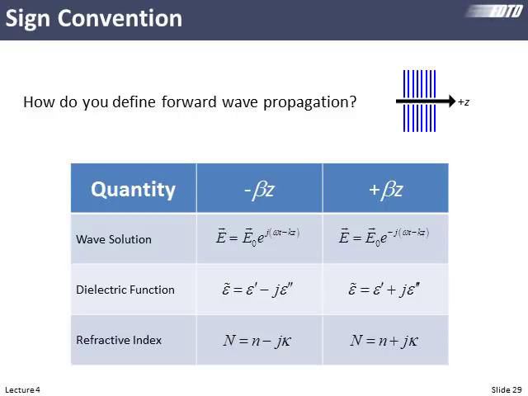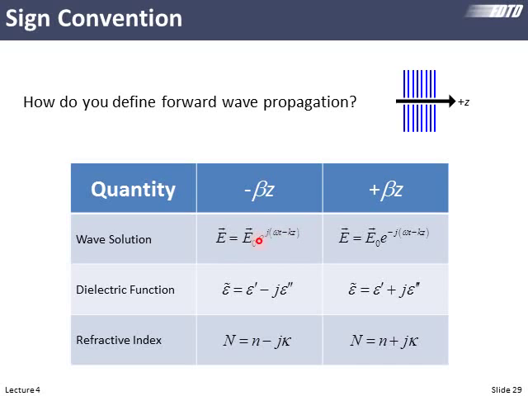Sign conventions. We can describe waves as e to the minus j beta z or waves as e to the plus j beta z. And both of those can be used to describe propagation in the forward z direction. And in fact, it doesn't matter. You'll see both. However, whatever you choose, you need to stay consistent with. You can't mix the two because they won't be compatible. So here's a little table summarizing the differences and the implications. So in the minus j beta z convention, here's how you would write a plane wave traveling in the positive z direction.